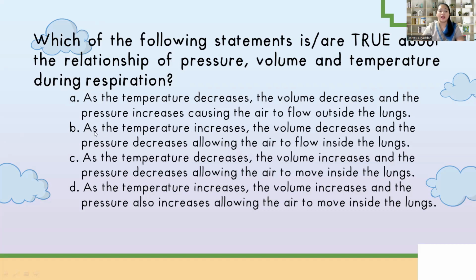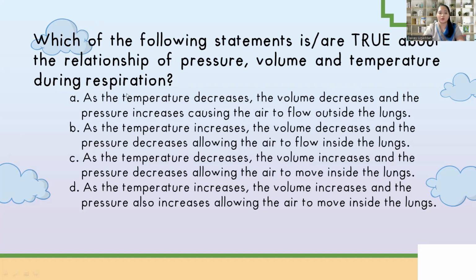B, let's check if this is correct. As the temperature increases, the volume decreases. So this is wrong. Because, again, temperature and volume is directly proportional. So, dapat kung temperature nag-increase, the volume also increases. So, we can eliminate option letter B. Option C, as the temperature decreases, the volume increases. So, this is wrong because the temperature decreases and volume increases. This is not directly proportional. So it should be the temperature decreases, the volume decreases also. Again, they are directly proportional to one another. So whatever happens to temperature, that also happens to your volume.